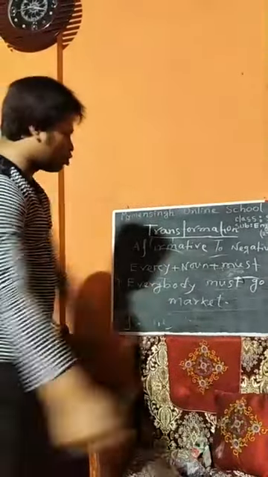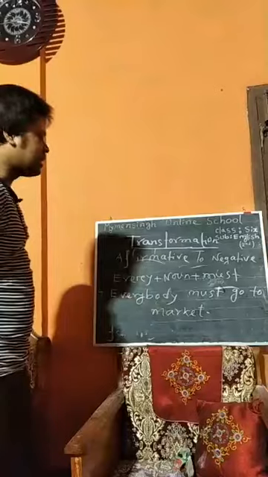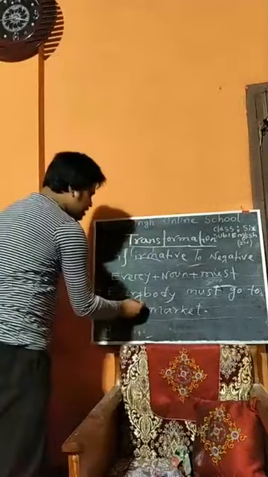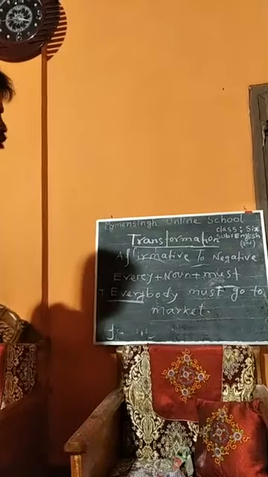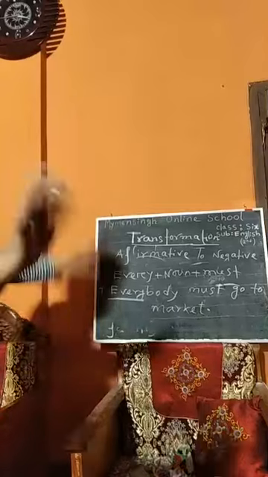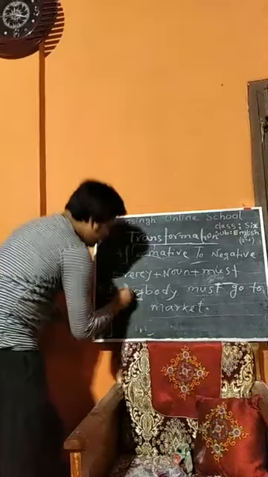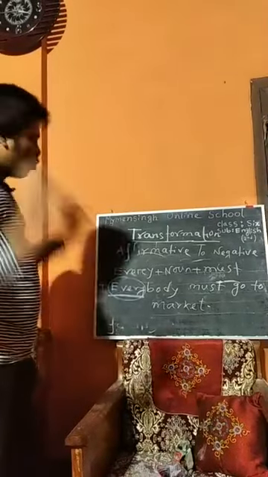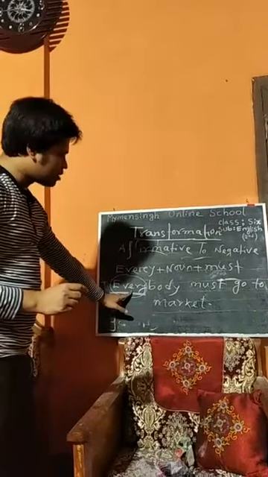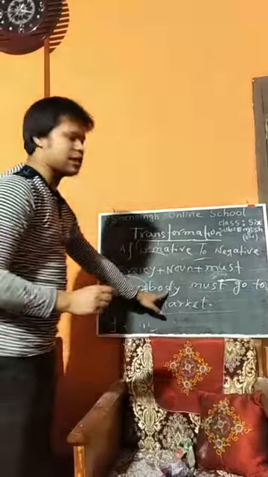Here, if we change this, what will be the negative sentence? Everybody cannot but go to market. I think it will be okay. And you can change also this every. There is nobody who cannot go to market. You can use this sentence. So, when you find this every, you can replace it. There is no. The answer will be, there is nobody.